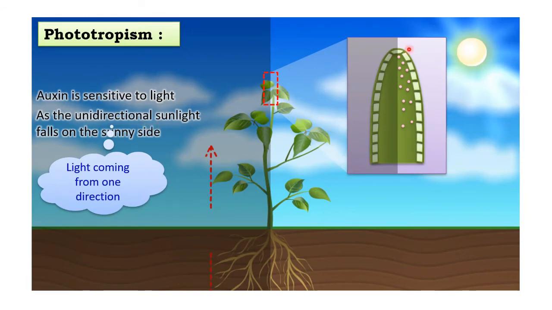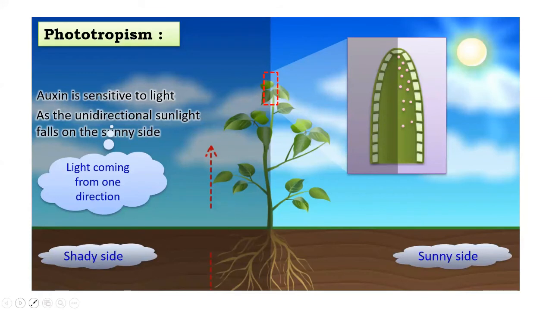So when you talk about the shoot system, either part of the shoot system will have more intensity of light. If you observe over here, the right side will be getting brighter sunlight as compared to the left side, right? And therefore auxin will tend to be in that place where the sunlight is more. It will get concentrated in that place. Okay. So the left side is the shady side, the right side is the sunny side. Moving ahead, the auxin diffuses towards the opposite side.